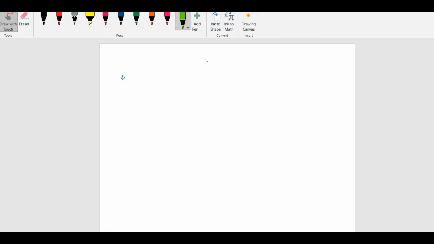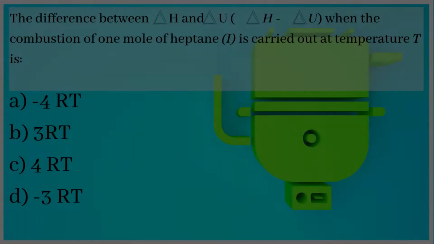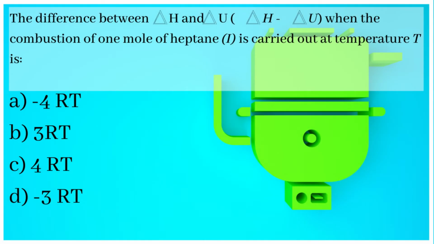So without any further talks or chit chat, let's just start off with the topic. The first question that I have jotted down here is the difference between delta H and delta U when the combustion of 1 mole of heptane is carried out at a temperature T.